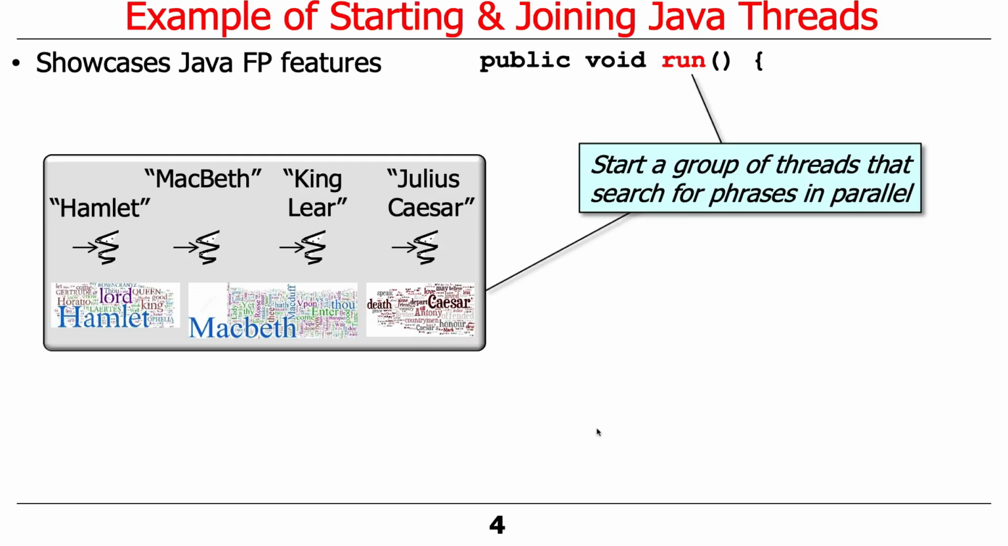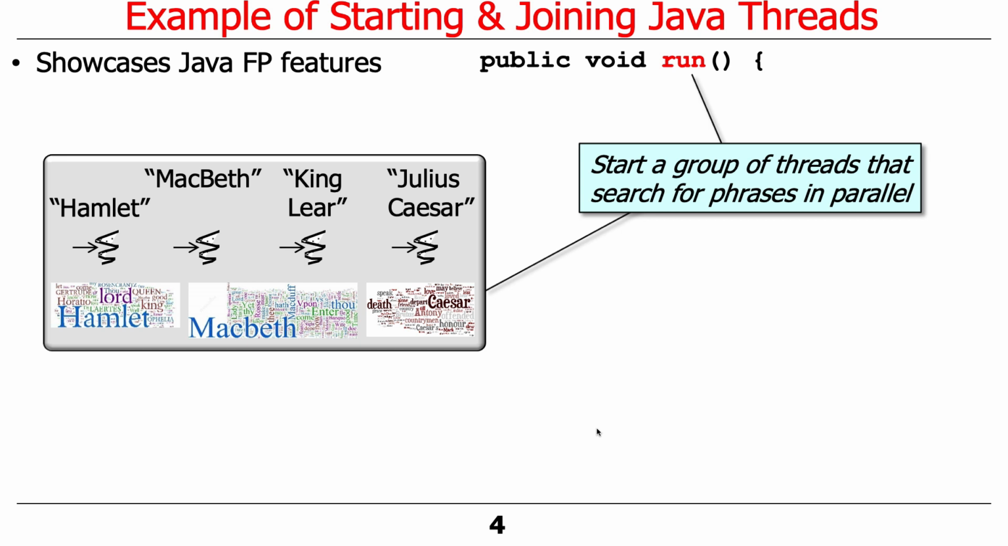Okay, so if you take a look at the run method, this is the run method on that search one-shot thread join test class. The run method is going to go ahead and start a group of threads that will search for the phrases in parallel. And this is illustrating the functional programming features here in a second. So, if you have the work of Hamlet, we'll search for the phrases in that one thread for Hamlet. If we have Macbeth, we'll search for the list of phrases in Macbeth in a separate thread. And of course, each of these threads will be mapped to a processor core.